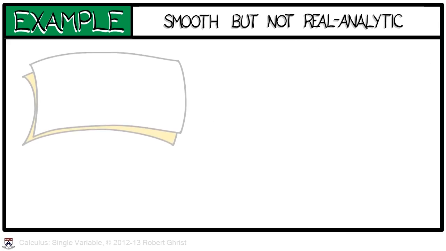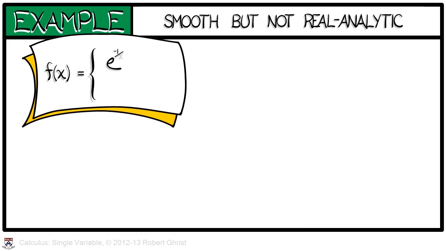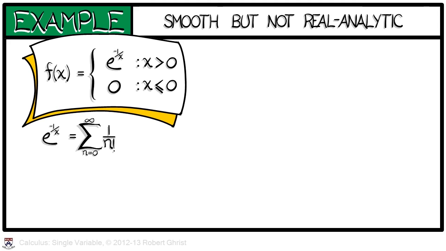Consider the following example. Let f of x be defined as e to the minus 1 over x for x strictly positive and 0 otherwise. Now, your first clue that something is funny is if we write out the series definition for e to the negative 1 over x, we don't get a power series. We get a power series in 1 over x. That's going to give us problems when x is near 0, so there's no way that we're going to be able to compute the derivatives of this function by looking at the coefficients of the series.